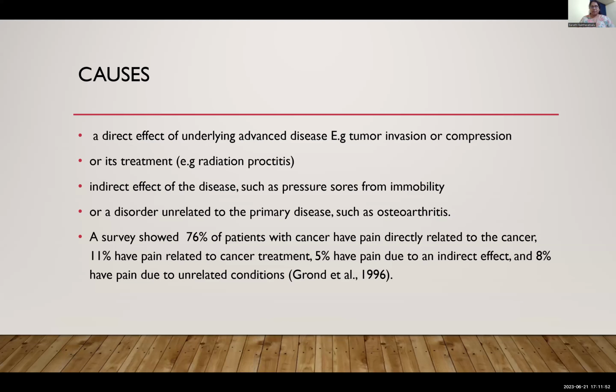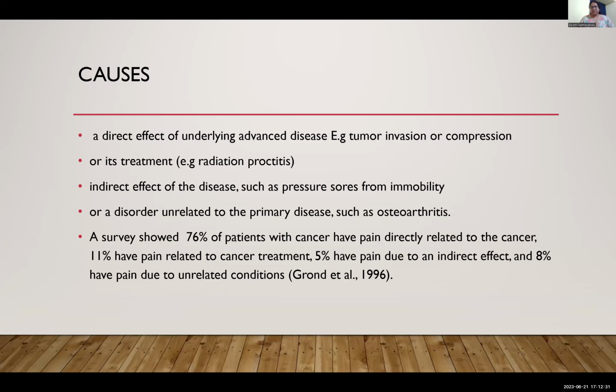Or it could also be due to indirect effect of the disease, such as pressure sore from immobility. So if patient is bedridden for a long time because of, say, spinal cord compression caused by a tumor, pressure sore can occur because of the immobility. Or it could be a disorder which is totally unrelated to the primary disease. That is, it can be totally unrelated to cancer, such as osteoarthritis. So they could be co-presenting other diseases which could cause pain.